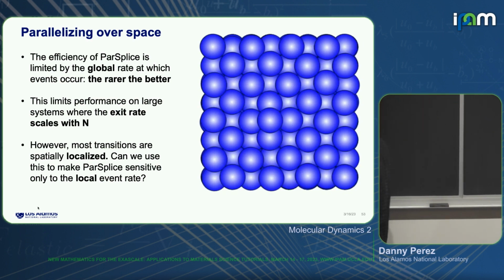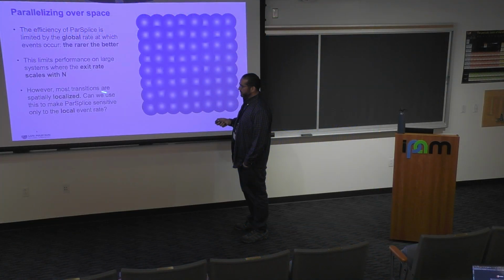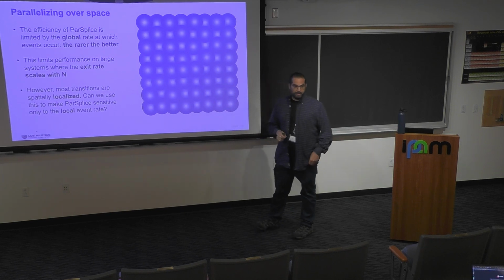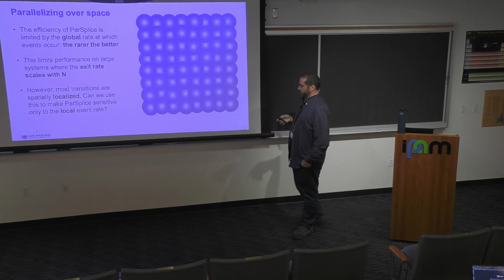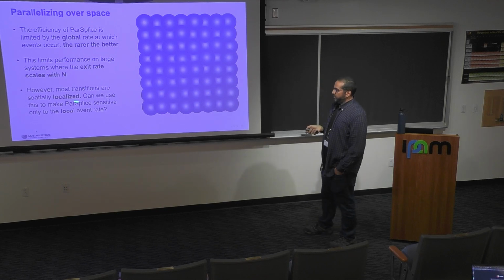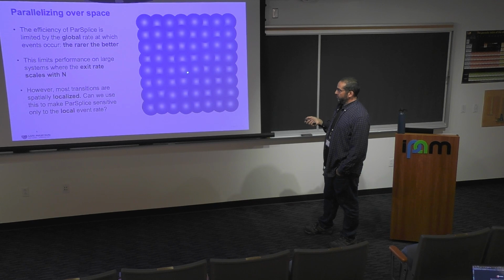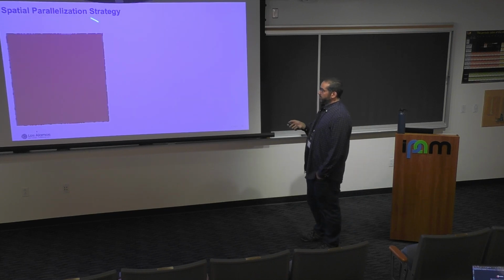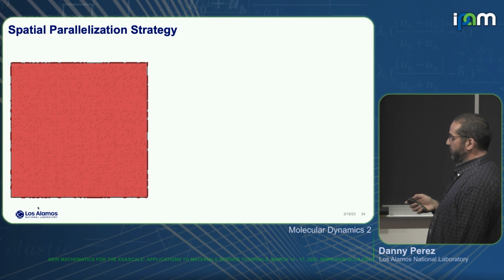But the thing is that in most systems, at least the systems we care about, when a transition happens, it just affects your system locally, right? It's not like the system is breaking into 2 pieces. It's just locally changing what is going on. So is there a way to exploit that locality to make power splice sensitive to the rate at which things happen locally instead of the rate at which things happen globally? And there are ways to do this by reintroducing these spatially parallel strategies.